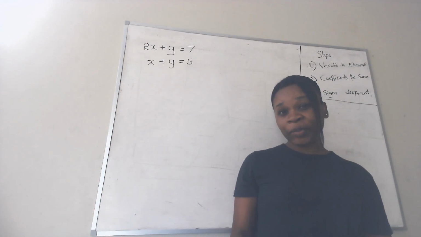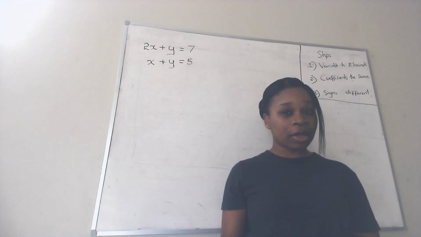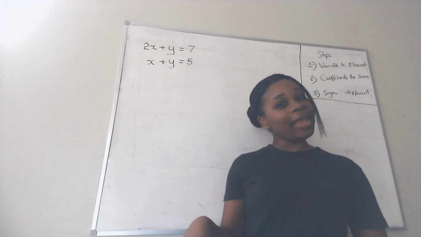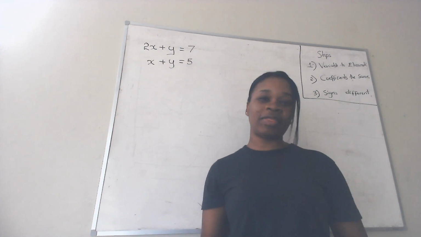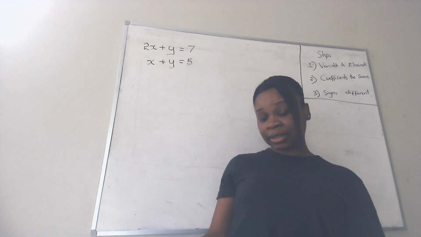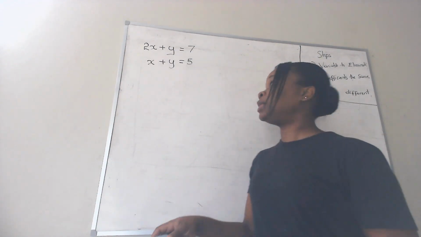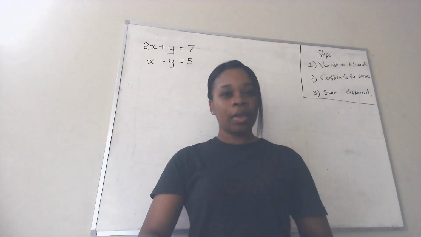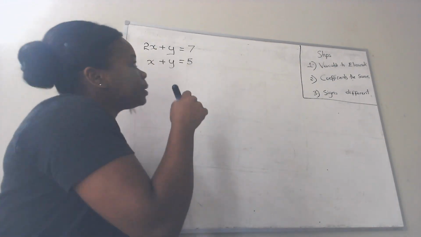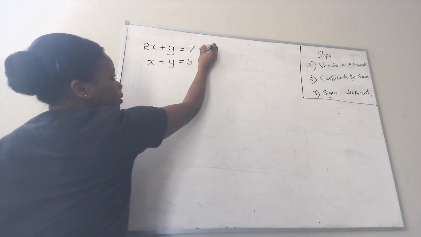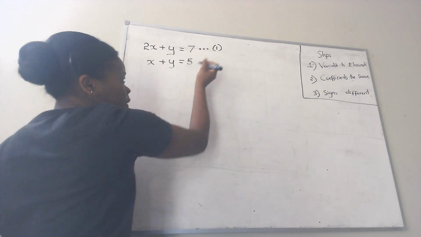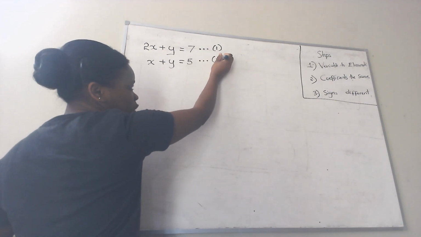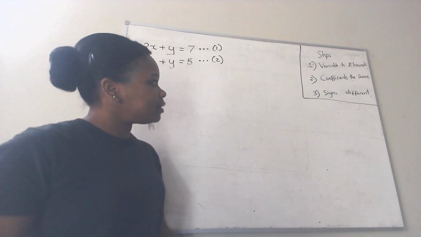So last time we used the elimination method to eliminate y from the equation. Today we'll use the elimination method to eliminate x from the equation using these three simple steps. Let's get started. So the first thing we're going to do is to label both equations. So my first equation is equation 1 and my second equation is equation 2. Let's now go to the steps.